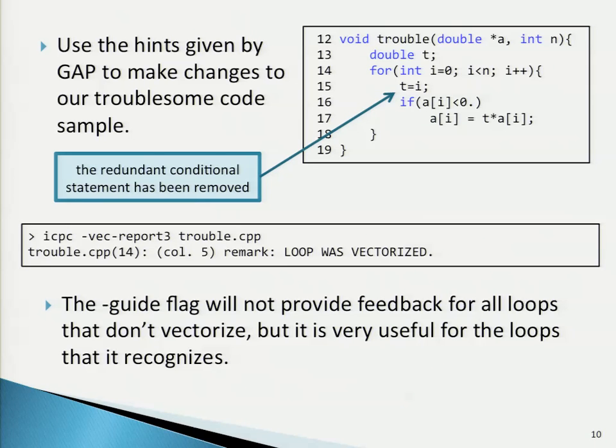So it doesn't work for all loops. For some of the simpler cases, like the ones you looked at in the last exercise, it won't give any feedback. But for those ones, hopefully you should be able to fix them just by looking at them and using the vectorization report.